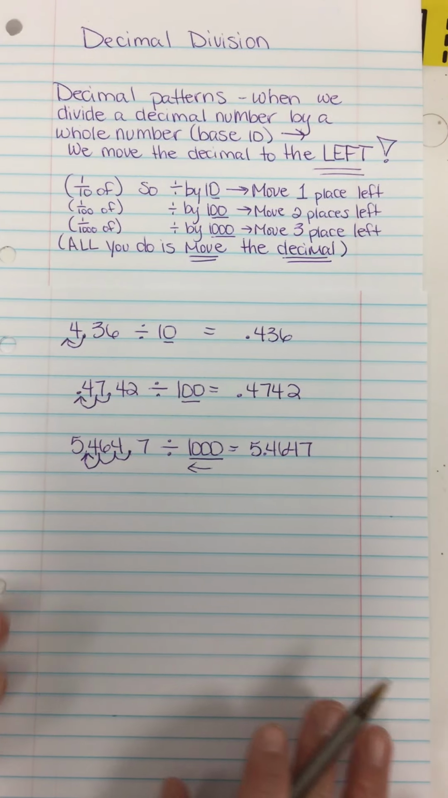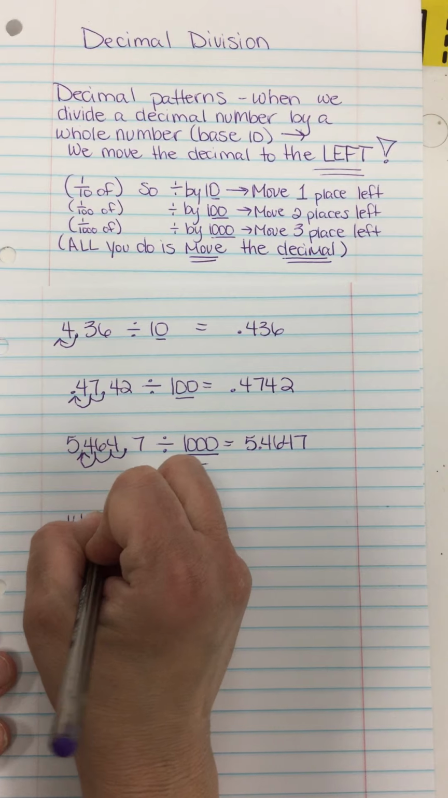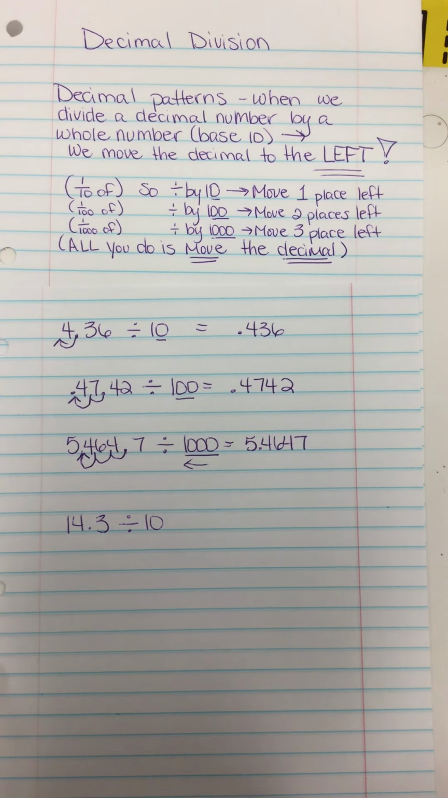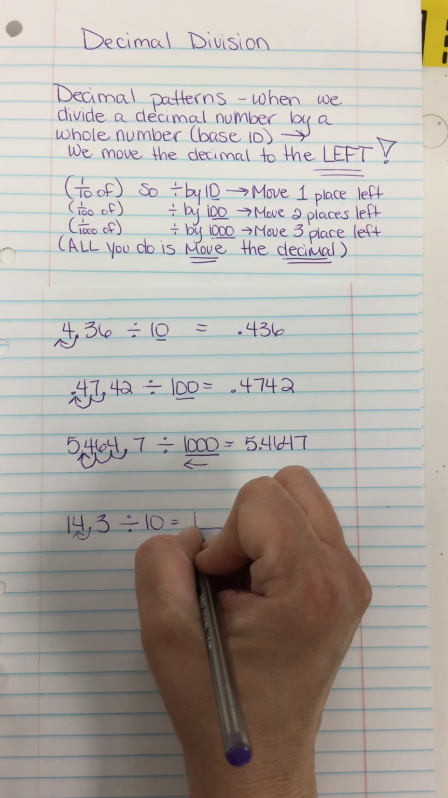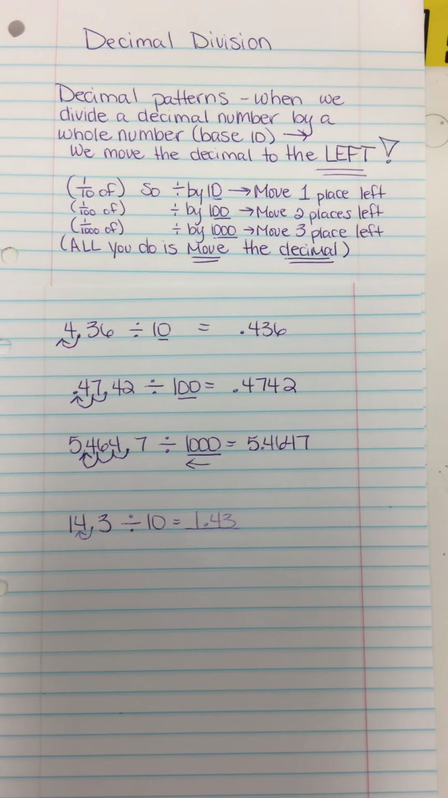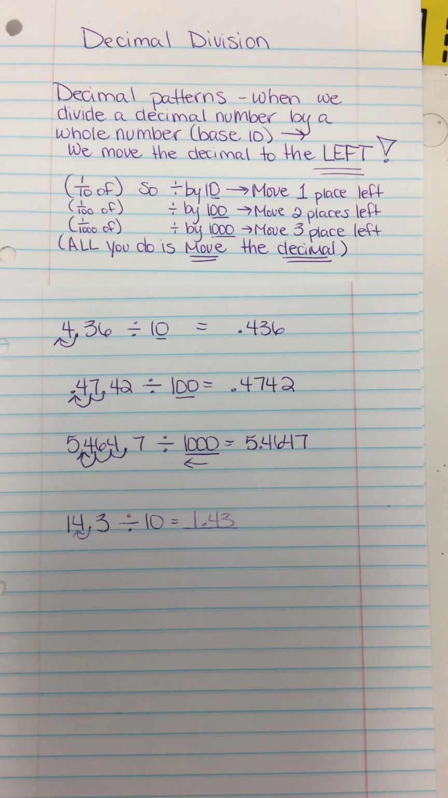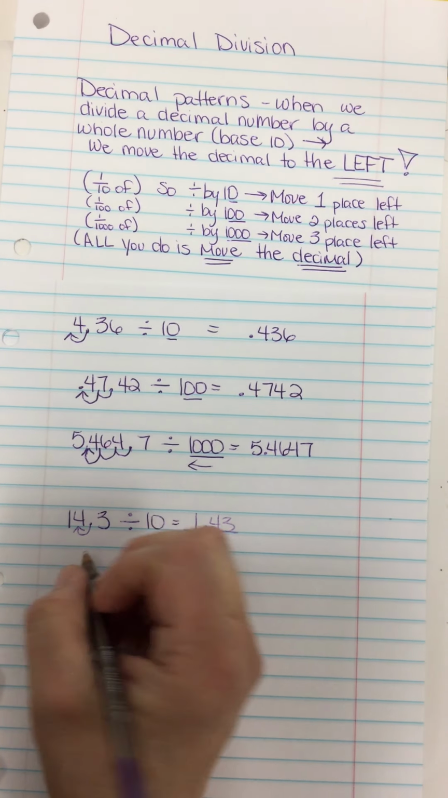So what if I had 14 3/10 divided by 10? Okay, 14 3/10 divided by 10, move the decimal one place to the left. It would be 1 43 hundredths. Okay, so it's all about place value. However many zeros are in the pattern, that's how many places you move your decimal. Okay, so that's division patterns.